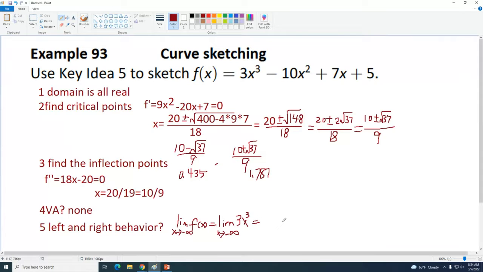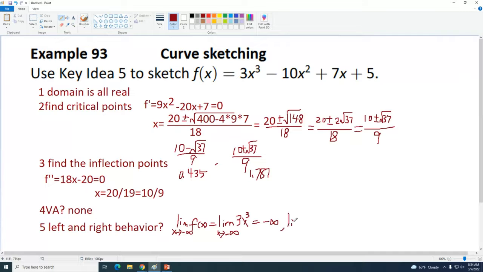Do you know what's that limit? Negative infinity, because x goes to negative infinity means x is a large negative number, right? So x is a negative large number, the cube of a negative large number is still a negative large number, so the entire thing is a negative large number, which we represent as negative infinity.